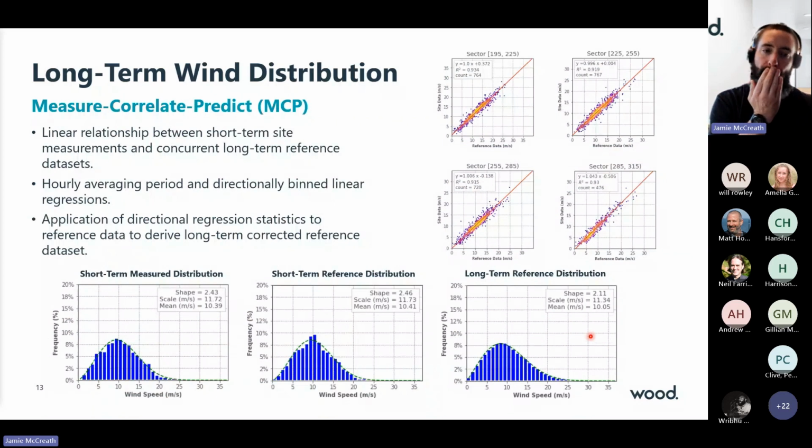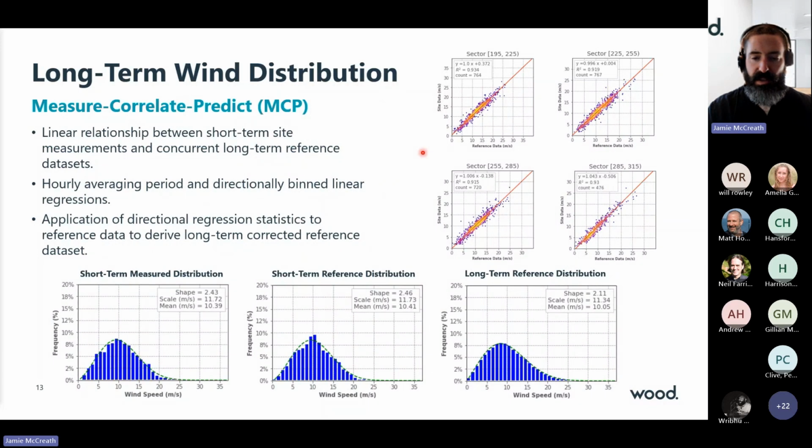So once you've selected your data sets, you need to run basically a measure, correlate, predict. This is an MCP, which is essentially what you do is derive linear relationships between the short-term measured data set and concurrent data from your long-term reference data set. You can run this using different averaging periods.